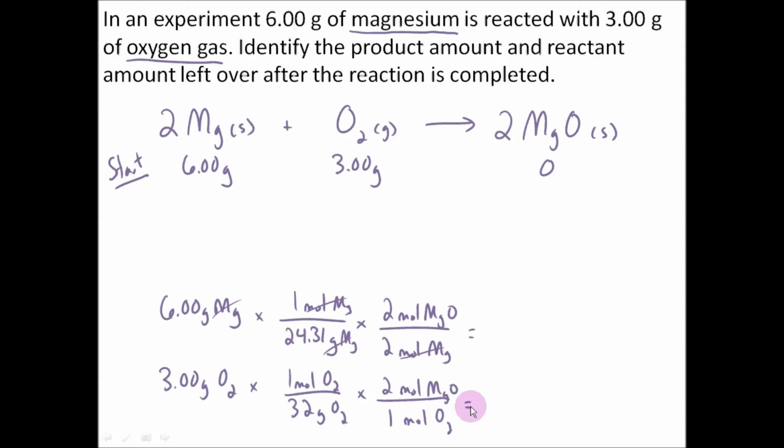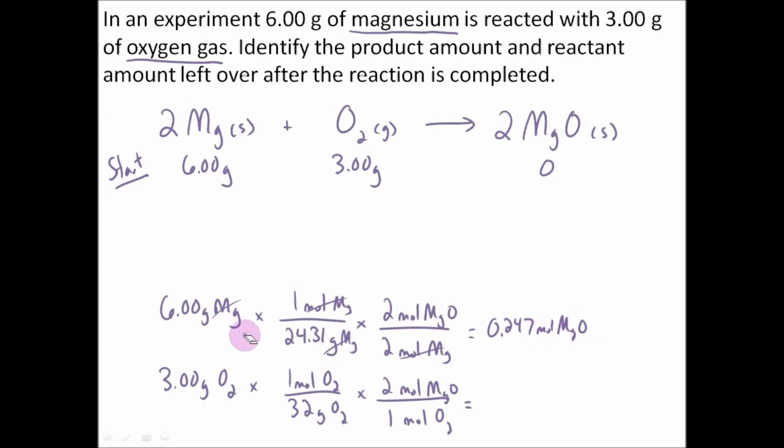And there we have our stoichiometry calculations to figure out the limiting reactant. So let's just plug these into our calculator really quickly. Alright, so we plug those into our calculator. 6 divided by 24.31 times 2 divided by 2, that's going to give us 0.247 moles of MgO as a theoretical yield if magnesium is the limiting reactant.